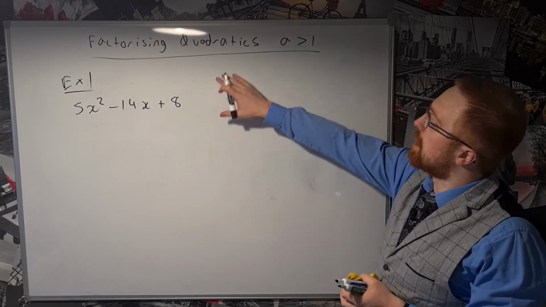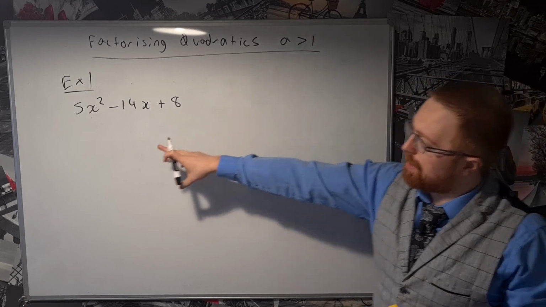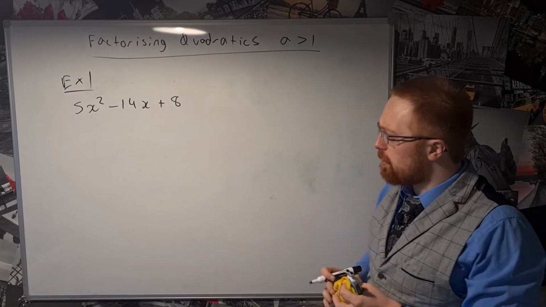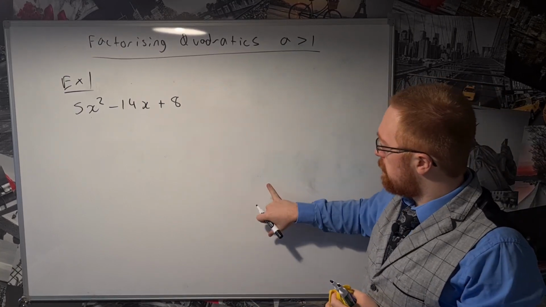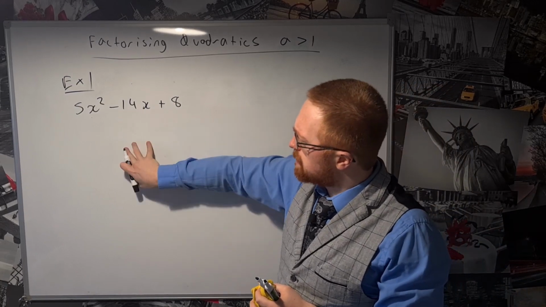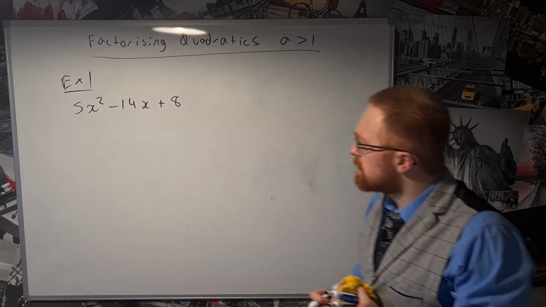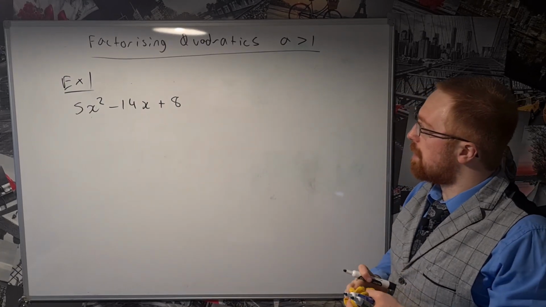Hi there, in this video we're looking at factorising quadratics where the leading coefficient a is greater than 1. I'm going to show you a slightly different method to the ones you might have seen before. Some have us splitting this x term, which leads to having to factorise linearly a few times. This method's a little bit more straightforward than that.